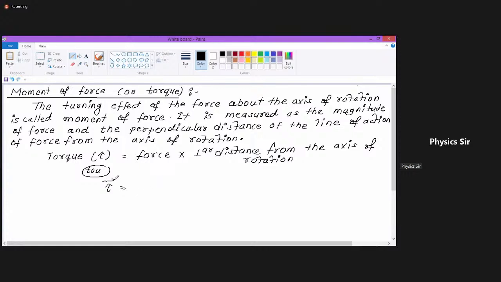I may write it in the vector form: torque is vector R cross vector F. Or in magnitude, it will be R F sine phi. What is phi? Phi is the angle between these two. What is the SI unit? Its SI unit will be Newton meter. What is the dimensional formula? The dimensional formula will be M1 L2 T minus 2.